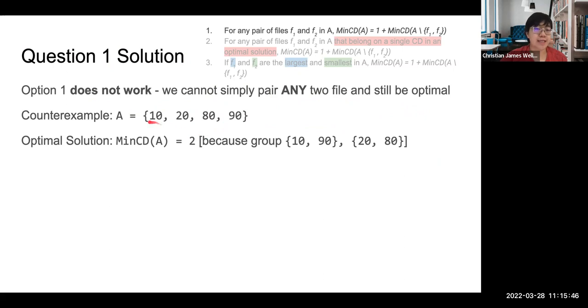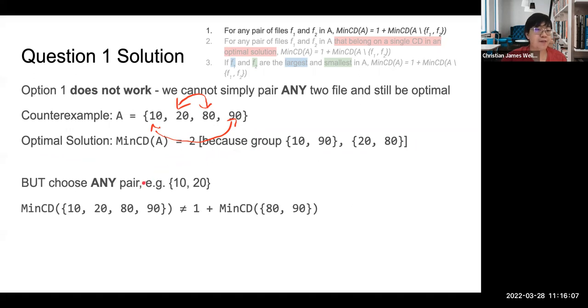Let's say the set A of music files has sizes 10, 20, 80, and 90. The optimal solution to this is 2. You can pair up 10 and 90 together, and 20 and 80 together, and fit each pair in the same CD. So we get 2 CDs.